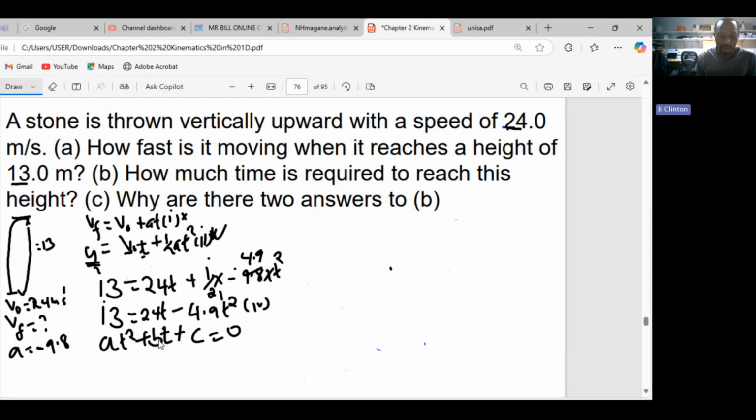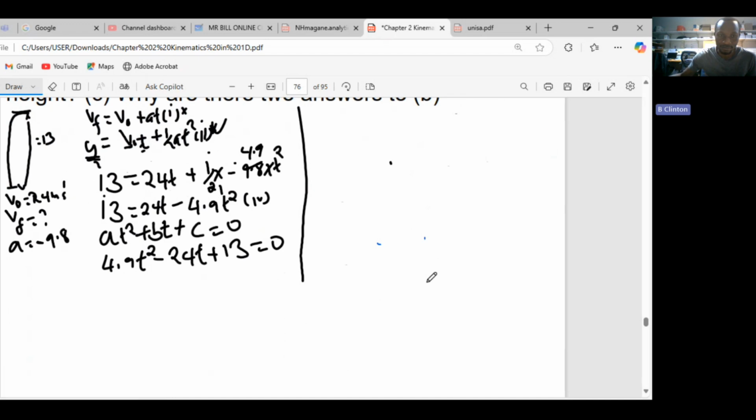Now we can rearrange our equation 4 by saying we have 4.9 t squared, because this is minus 4.9. When it crosses the equal sign, it becomes positive, and this is minus 24t. It is minus 24t because if it crosses the other side, it's going to be minus, and then we say plus 13 is equal to 0. So we can proceed here and write.